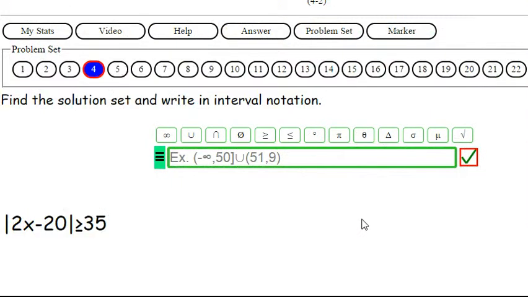Absolute value of 2x minus 20 greater than or equal to 35. There's absolutely no reason why you shouldn't understand this stuff if you work through all these problems, I promise. You are going to make an A on your test. Did I show you how to make an A on a test? There's actually an easier way of making an A. I'll show you in just a second.